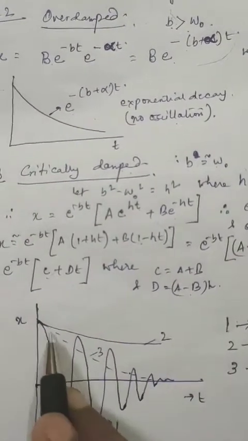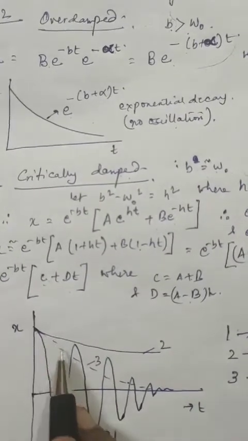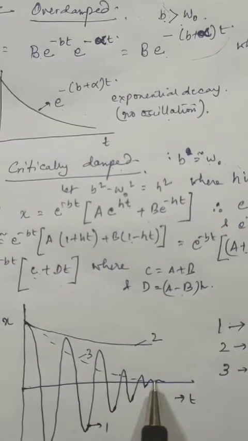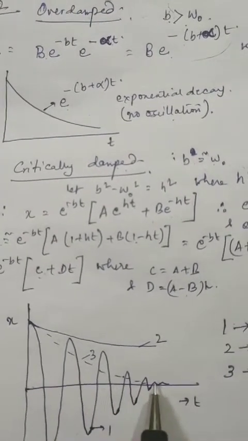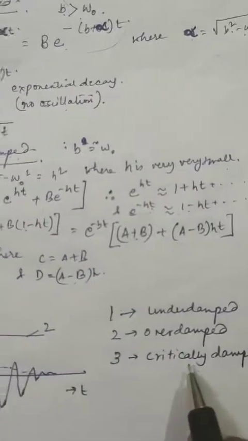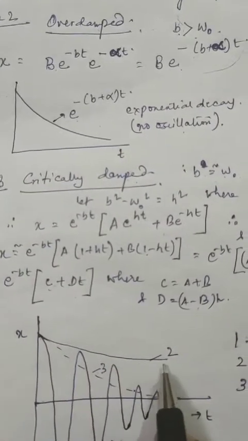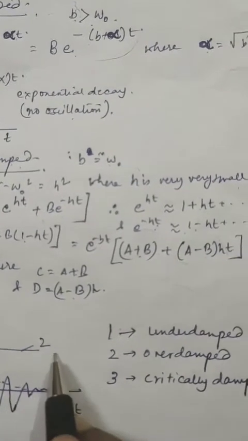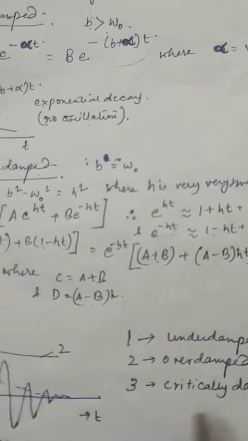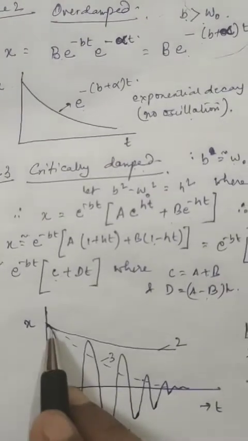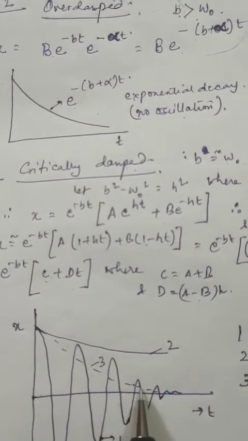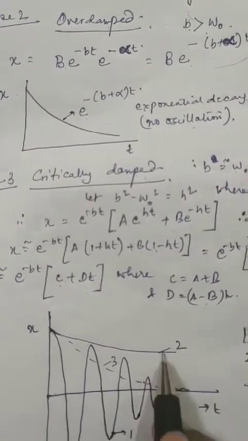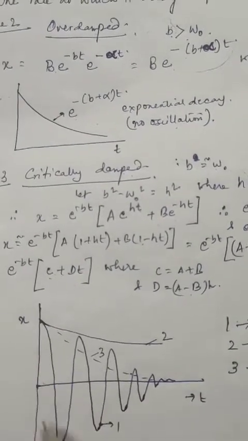3 is critically damped, this dashed line. You see, again it is non-oscillatory, but it is reaching the 0 point, that is the equilibrium point, very fast. 2 is overdamped. It is taking too much time to reach the baseline. Whereas 3, again non-oscillatory, is coming very fast to this baseline. So 3 is critically damped, 2 is overdamped, 1 is underdamped.